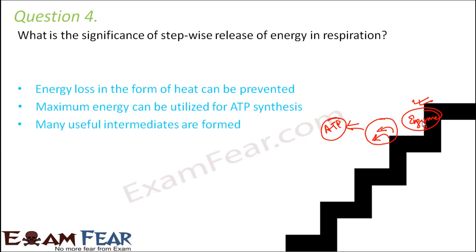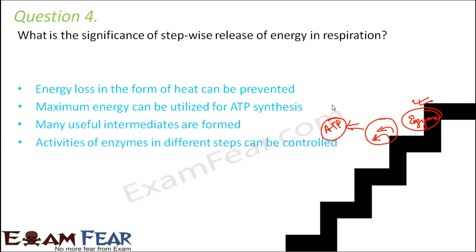Also, many useful intermediates are formed. For example, if you take the example of glycolysis as a process. Glycolysis is just a part of respiration, but it was a 10-step process. So it was not only the final product pyruvic acid which was formed, there were so many intermediate products which were also formed, and those intermediate products can actually be useful in any other metabolic processes taking place inside our body. So that means many useful substances are also formed midway.